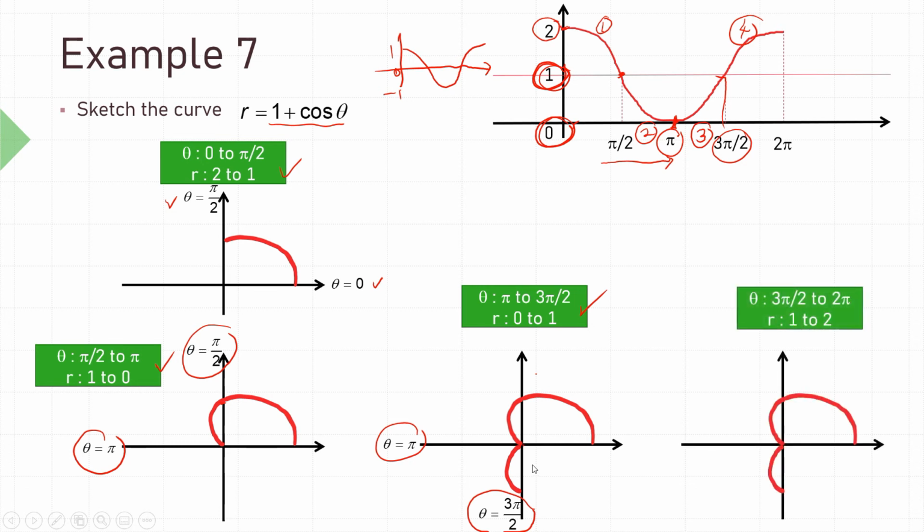And then finally we can start from 3 pi over 2 until 2 pi. It's from 1, and at 2 pi it's at 2, so r goes from 1 to 2. This is 3 pi over 2 and this part is 2 pi, so it starts at 1 and ends at 2, meaning you go back to this curve. So you will have this curve. This is called a cardioid. You can try r equals 1 plus sine theta.